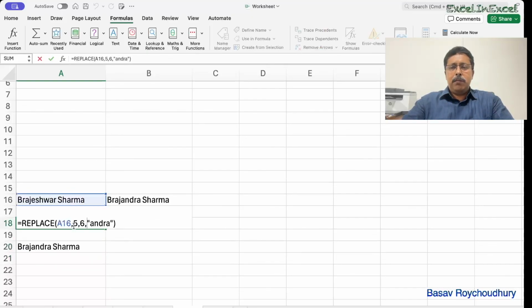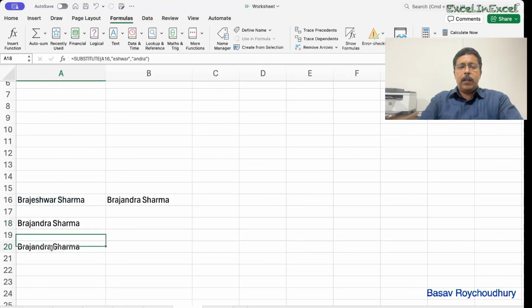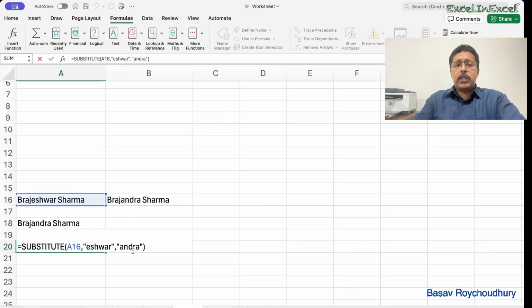They are practically the same. Only we use the function depending on what information we have at this point. So if we had the information where the old text starts and how many characters are there in the old text, we use a replace. On the other hand, if we do not have those numbers handy with us, but we know Eshwar has to be removed and changed to Andhra, then we can use a substitute.